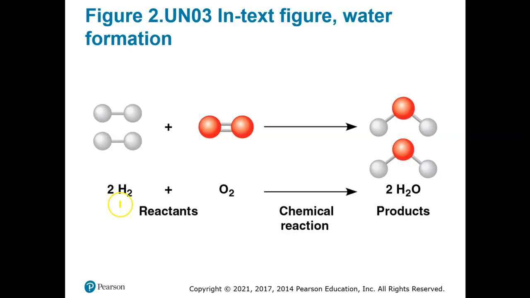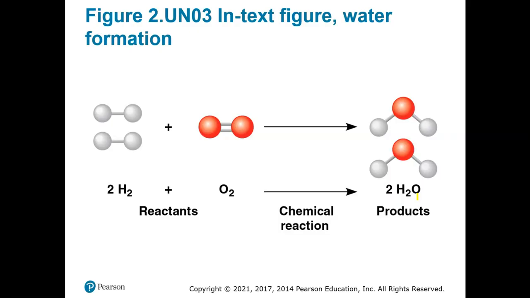So what we're looking at here is how hydrogen gas and oxygen gas chemically combine to form water. And so in this chemical reaction, we see the reactants are hydrogen gas and oxygen gas, and the products are water molecules. And you can also see, because of this 2 in front of the H2, there's 2 molecules of hydrogen gas, 1 molecule of oxygen gas, and then 2 molecules of water.